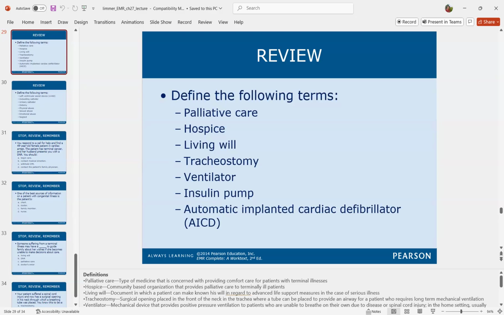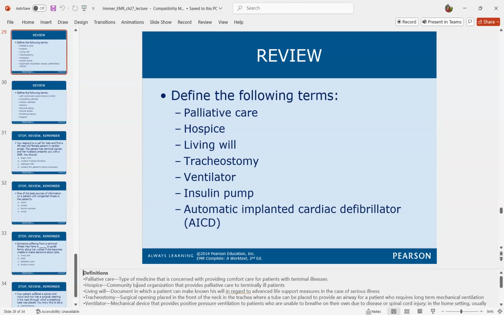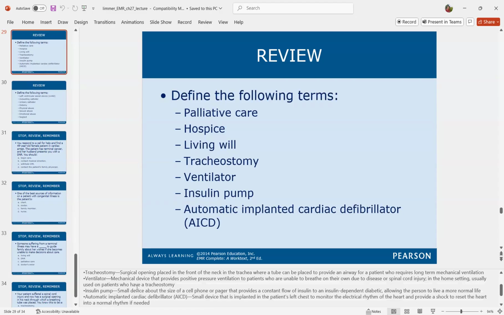Tracheostomy is a surgical opening placed in the front of the neck in a trachea where a tube can be placed and provide an airway for a patient who requires long-term mechanical ventilation. A ventilator is a mechanical device that provides positive pressure ventilation to patients who are unable to breathe on their own due to disease or spinal cord injury, in a home setting, usually used on patients who have a tracheostomy.